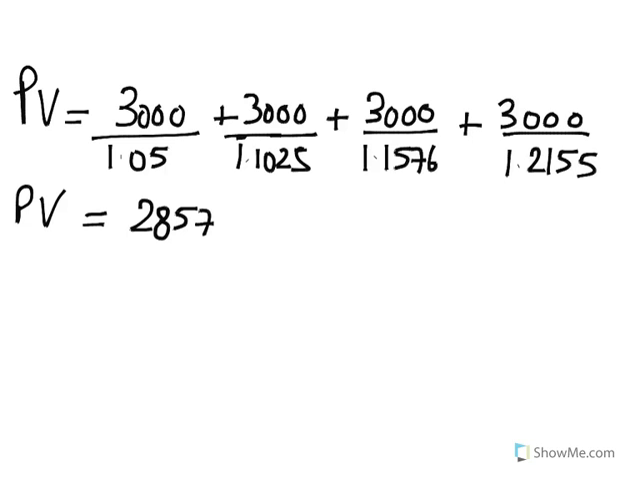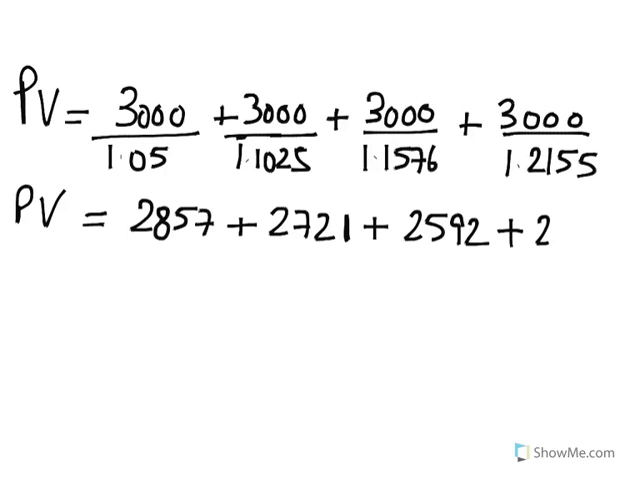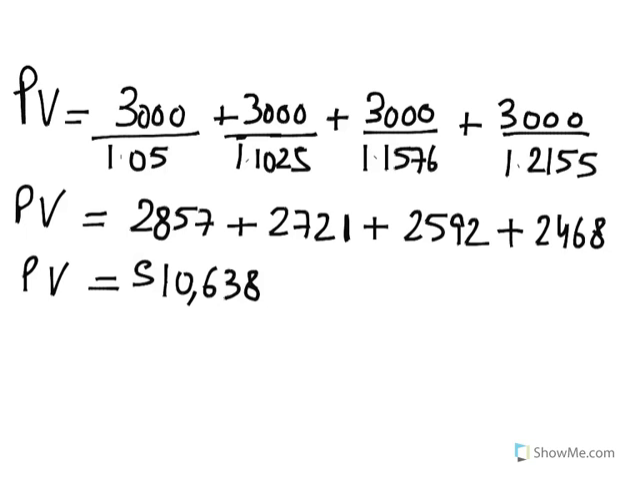2857 plus 2721 plus 2592 plus 2468, and therefore the total present value is $10,638 for the 4 years at $3,000 each year.